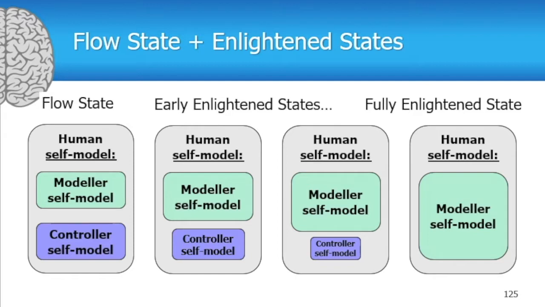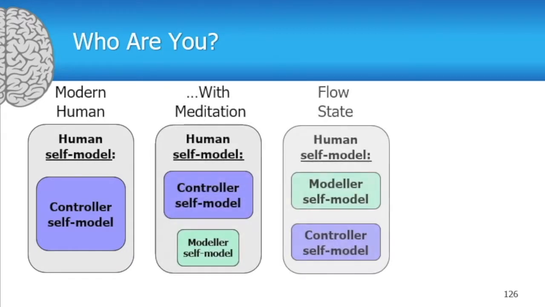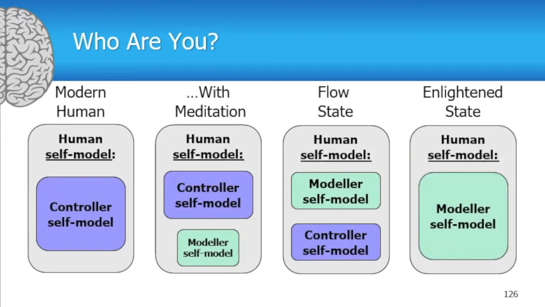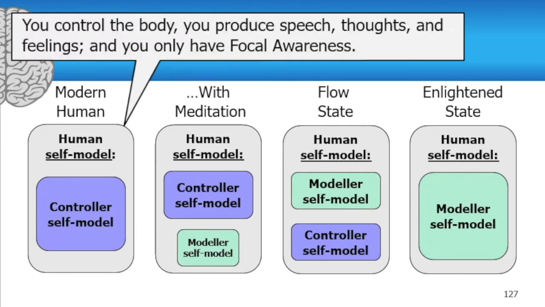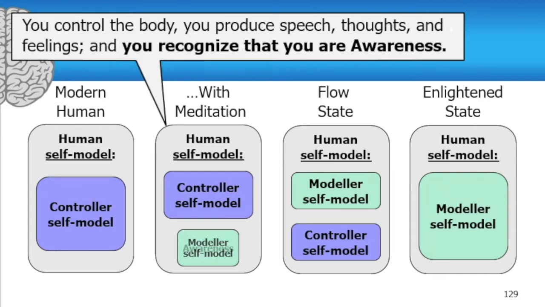You could also view these enlightened states as being more extreme and more persistent versions of the flow state. Now let's look at the question, who are you, using these proposed models of the human self-model? You would be a typical modern human if you control the body, if you produce speech, thoughts, and feelings, and if you notice that you have focal awareness. However, if instead of noticing that you have focal awareness, you recognize that you are awareness, then you would be the modern human with some significant meditation practice.